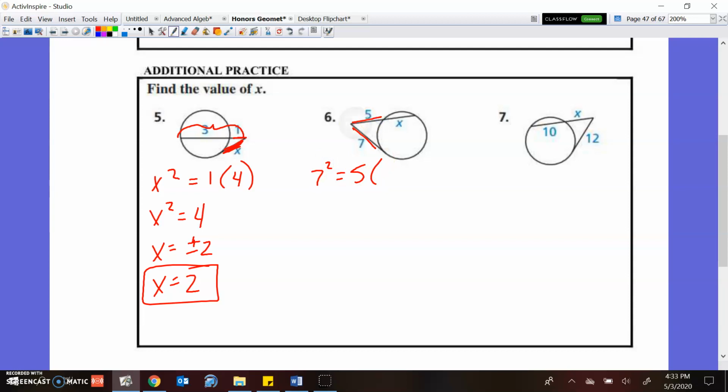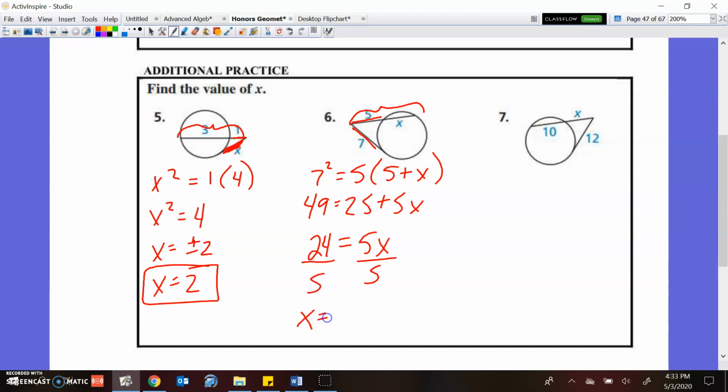Okay? All right, this one, 7 squared is going to equal 5, the outside portion, the external segment, times the entire length, 5 plus x. So 49 equals 25 plus 5x. I'm going to go ahead and subtract 25 on both sides. I get 24 is equal to 5x. Divide by 5. And I know that seems like it might be wrong, but that's okay. We did everything right. 4.8, good answer.